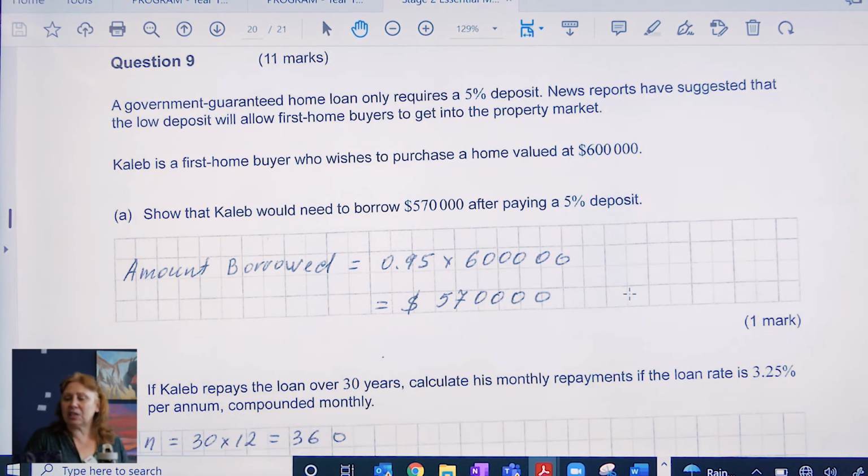Again, the first question is just to show that Caleb will need to borrow 50,000 after paying 5%. So the answer is already there. 1 mark just to show it is 0.95 times 600,000. Just keep in mind, as you see in a lot of questions, we already give the answer. In general it makes the student's life easier, so they can see if they are doing well, or if they're stuck on this question, they can continue with question B. They can continue with question C because they can use those answers there.